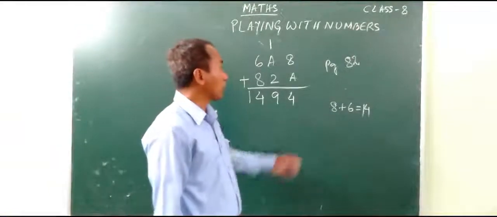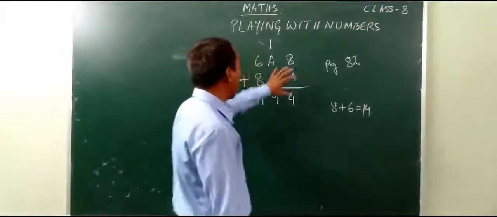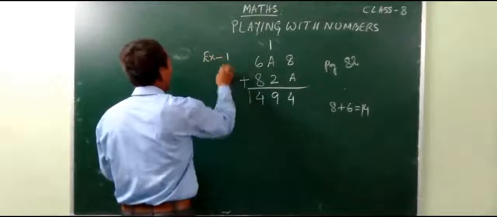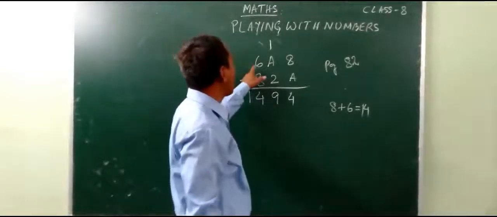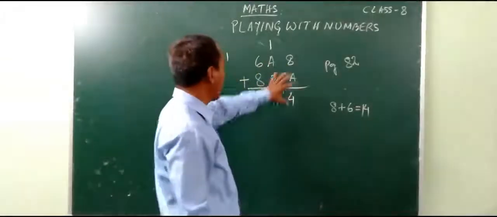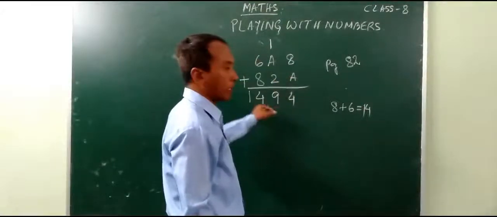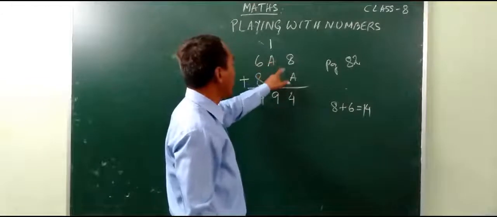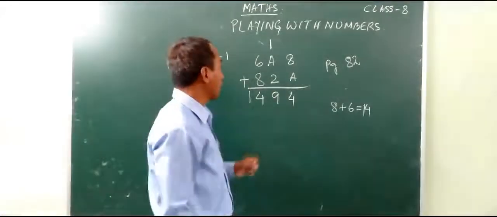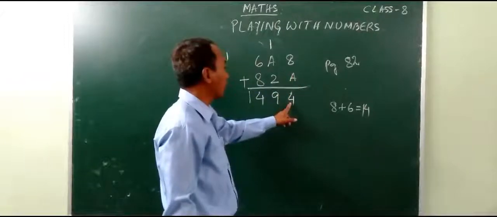So students, now take out page number 82. On page number 82, some puzzles are given. This is example number 1: 6A, 8, 8, 2A. Here, instead of numbers, alphabets are given to make it a puzzle. So here 8 and A, if you add them, the unit digit you should get is 4.